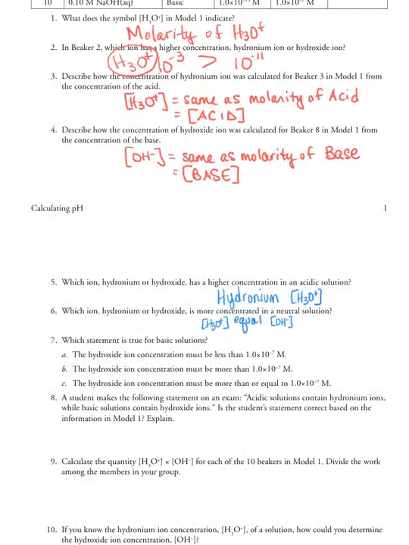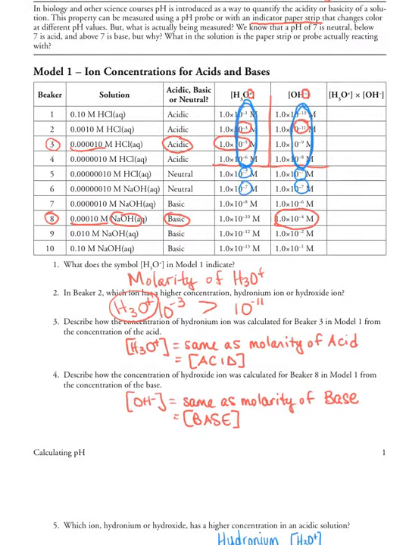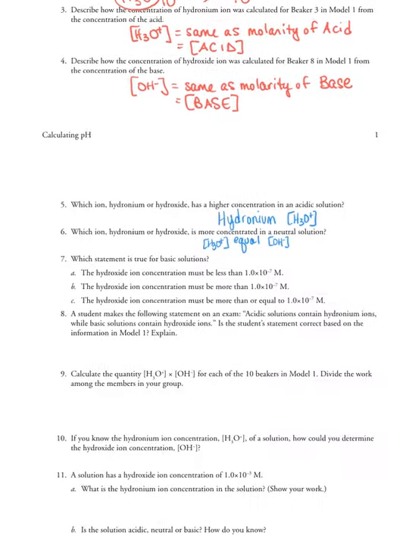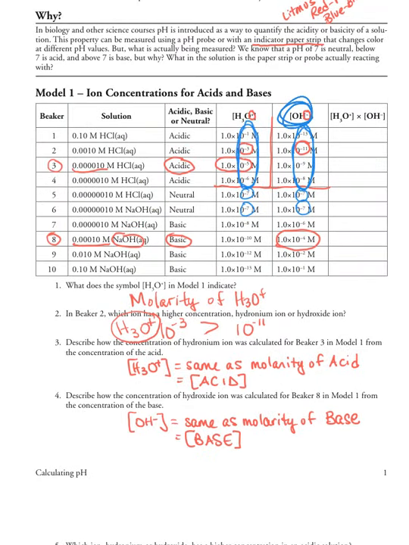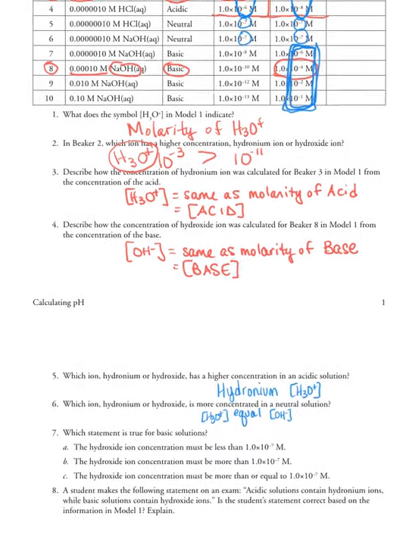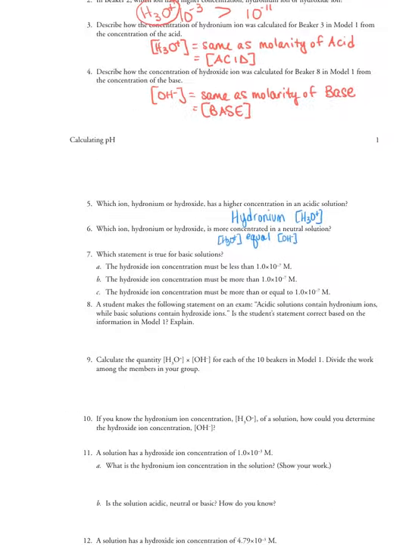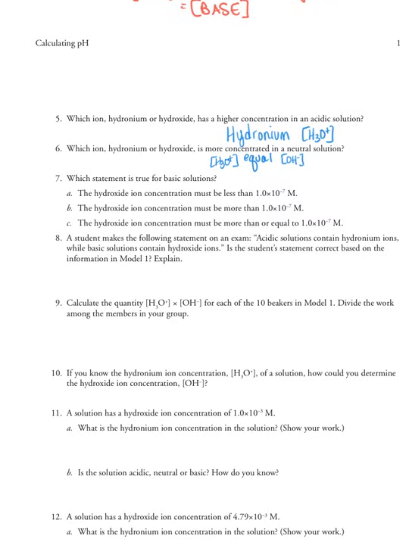Well, let's go look. Those are those that are basic. And again, we're looking for the hydroxide. And this is our hydroxide. What do we know? There must be more than it. So that's B. Remember, when the exponents are negative, a smaller negative number is actually bigger.